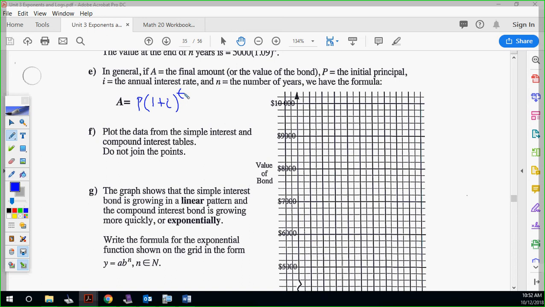Yeah, 1 plus i, right? The interest rate plus 1. So if it's 6%, 1 plus 6%. Okay?